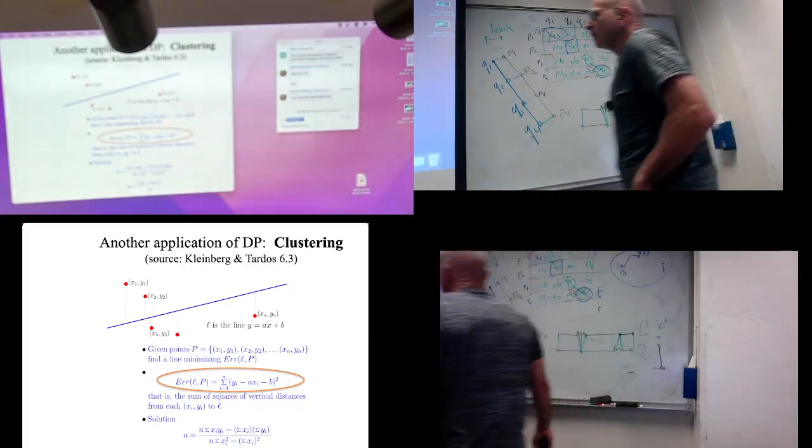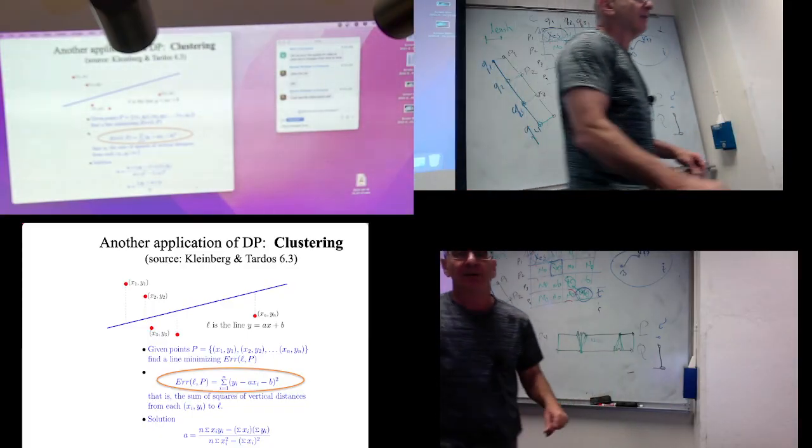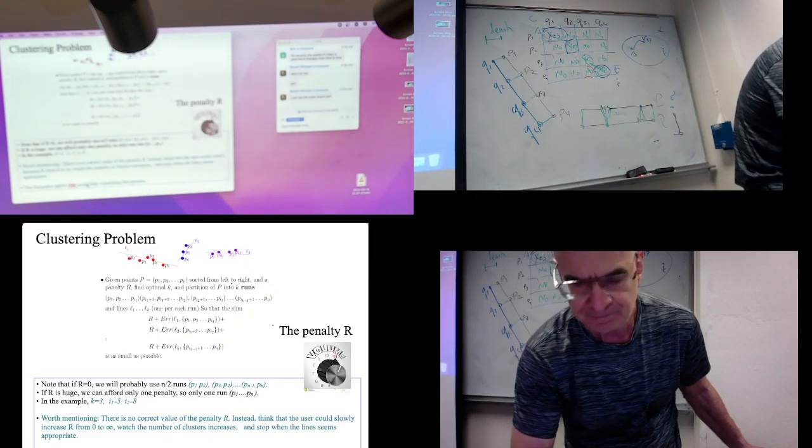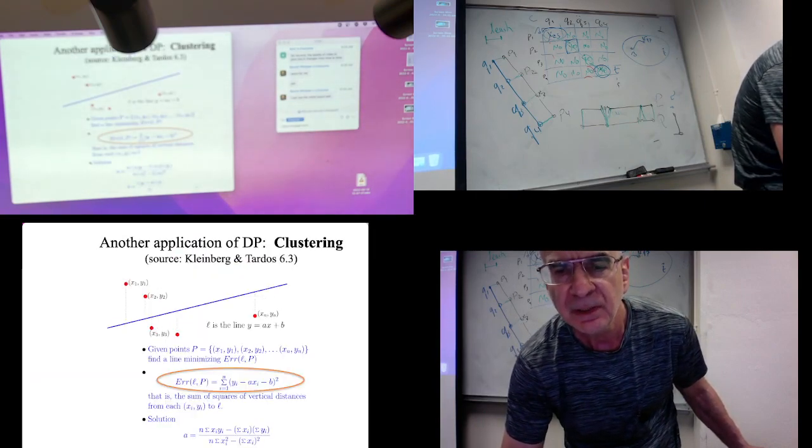Okay, we are moving towards our last dynamic programming example. Try to increase it a bit.